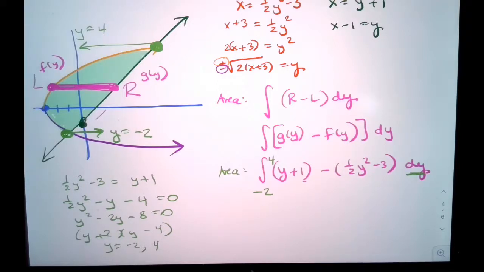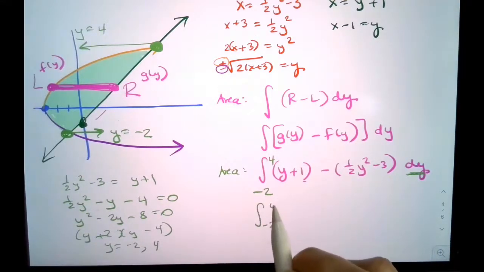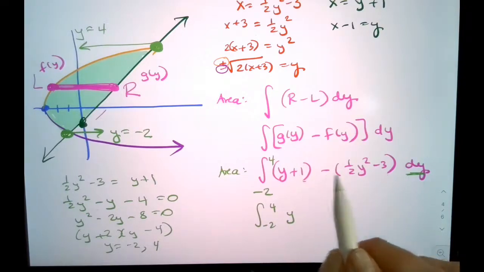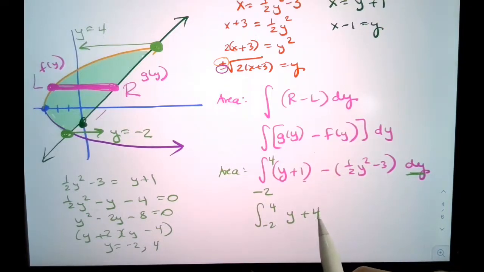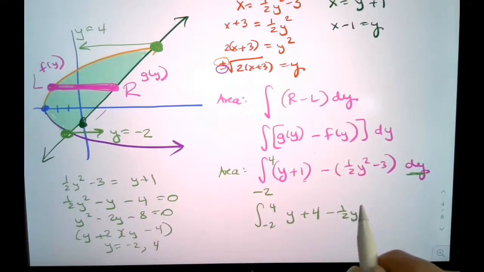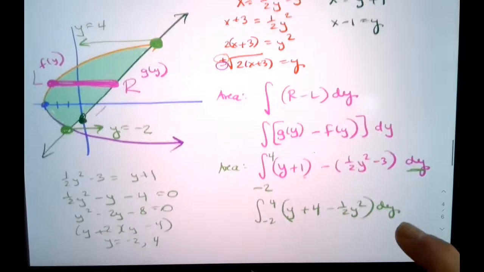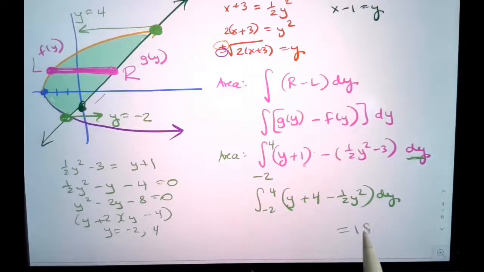I'm not going to go through the work right here because I'm already at over 20 minutes. But you can clean up your integrand a little bit. Have y plus 1, but then plus 3, so I might as well change that to a plus 4, and then the -1/2 y squared. It's worth it to clean up those like terms. But I encourage you to actually crunch the numbers. Do this definite integral. It's not terrifying, it's just a polynomial. You should end up with the answer of 18. That's the area of the shaded region that you just filled in.